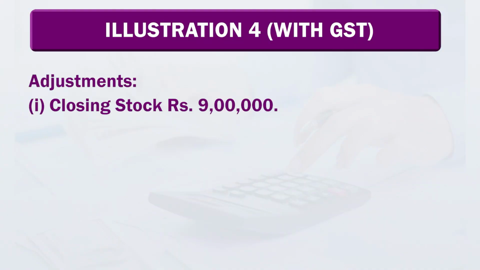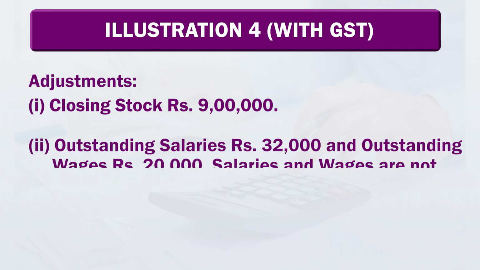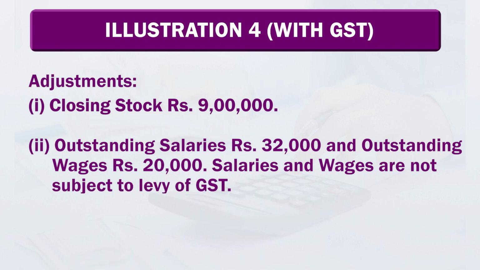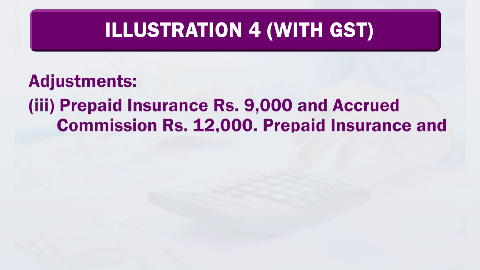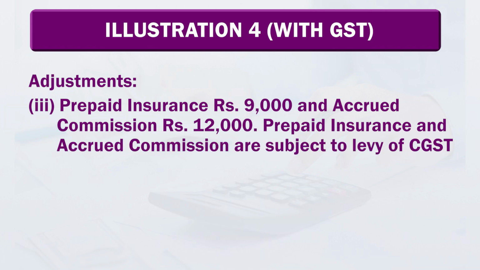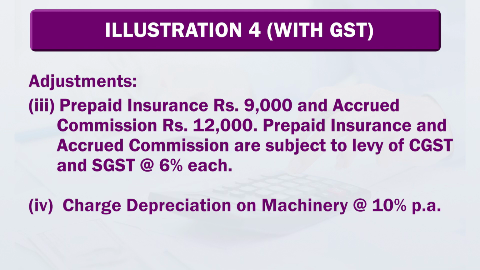Friends, we are asked to prepare final accounts as well as to pass the journal entries pertaining to the adjustments. The first adjustment is closing stock, 9 lakh rupees. Number 2 is outstanding salary of rupees 32,000 and outstanding wages of 20,000. Salaries and wages are not subject to levy of GST. Be careful in this case. Then prepaid insurance of rupees 9,000 and accrued commission of rupees 12,000. Prepaid insurance and accrued commission are subject to levy of CGST and SGST at the rate of 6%. A very beautiful point is given to you. Be careful to understand this. Then charge depreciation on machinery at the rate of 10%.